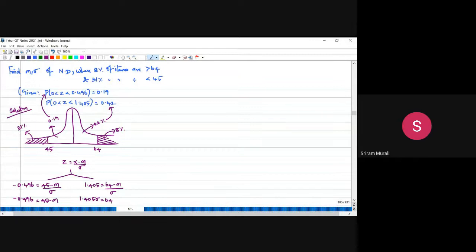In the model exam, definitely this kind of question will come in 5 marks. If you solve, you get m as 50 and sigma as 10.